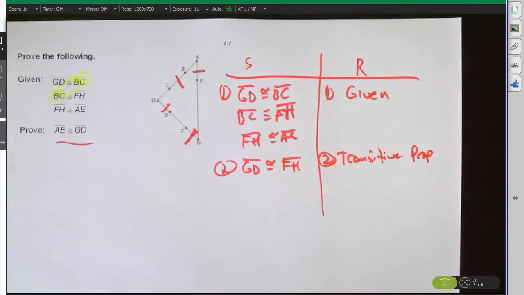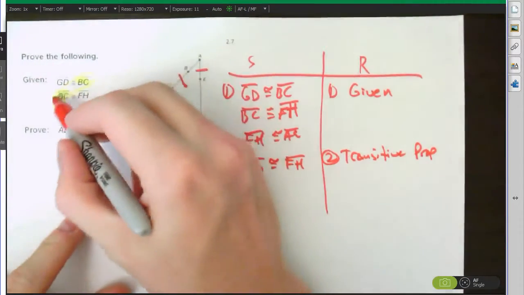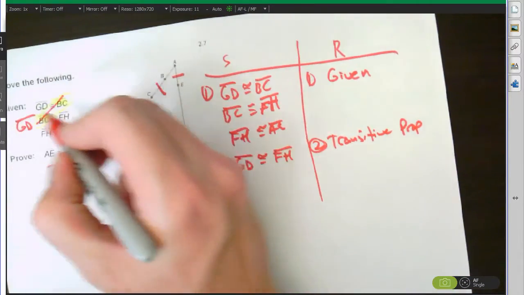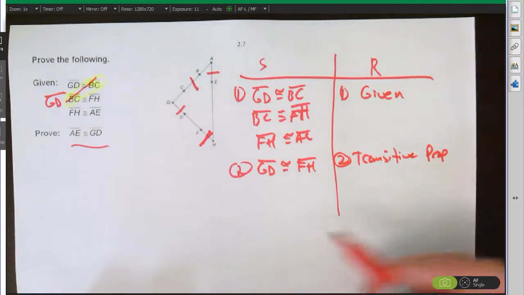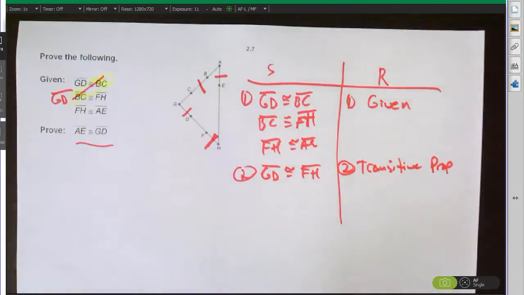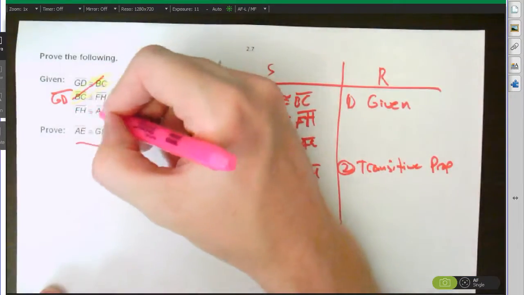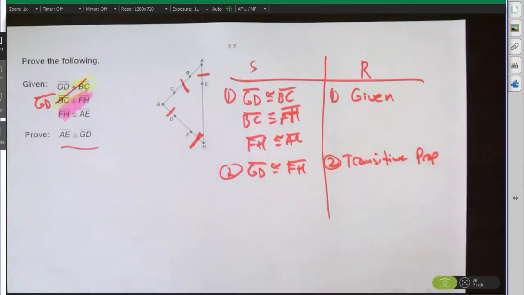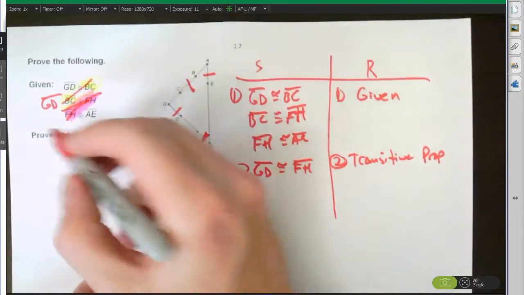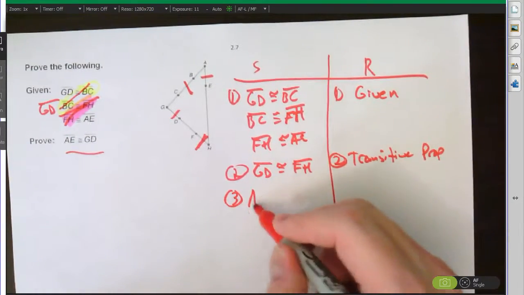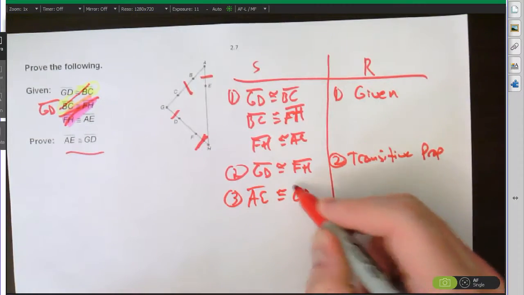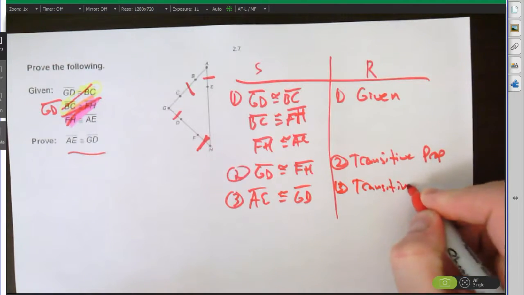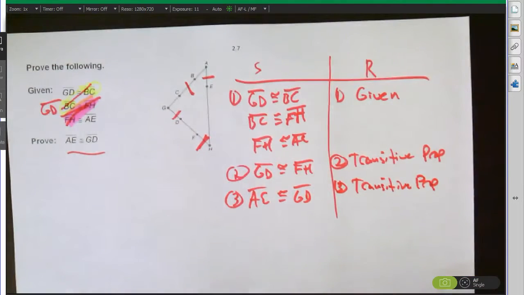Okay, congruent there by the transitive property. Now, I can cancel out this guy here and make the note that, hey, GD is congruent to FH. Well, now, guess what? Since GD is congruent to FH and AE is congruent to FH, oh, look at that. They're both congruent to the same thing. Now I can cancel that out and say that AE has to be congruent to GD. And if two things are congruent to the same thing, they're congruent to each other by the transitive property. And there we go.